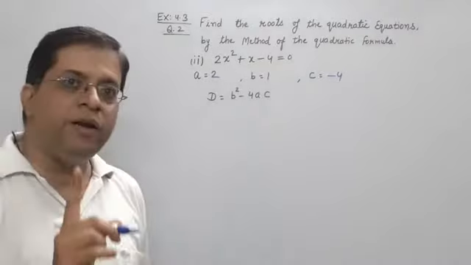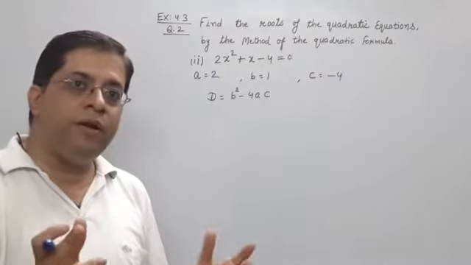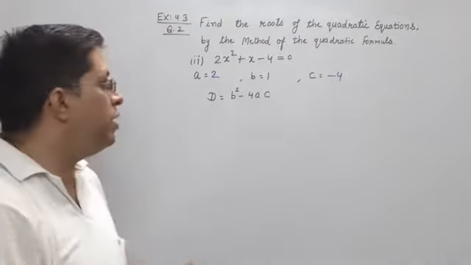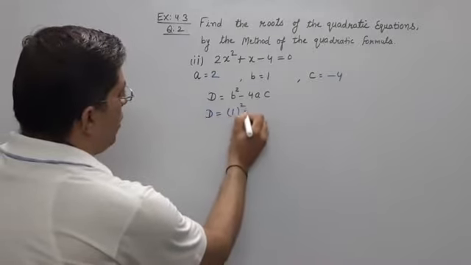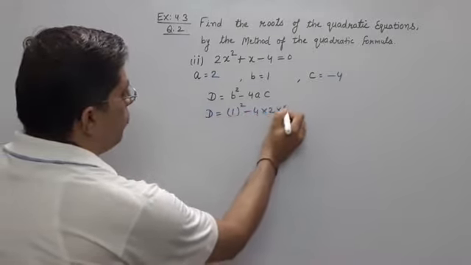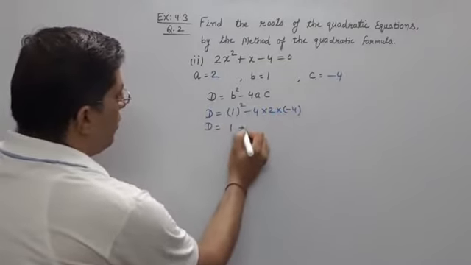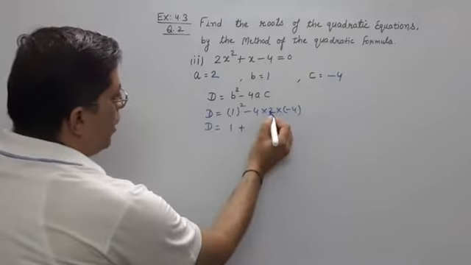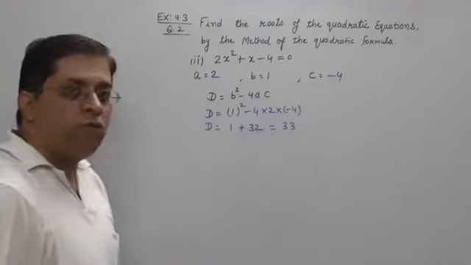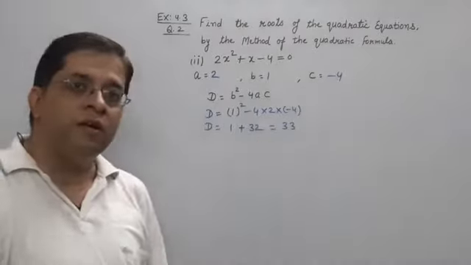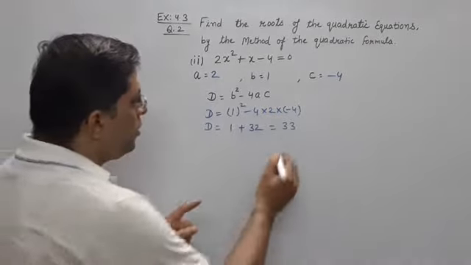After that, we have to find the discriminant to find the nature of roots. What is discriminant? B square minus 4ac. Here, D is equal to b square, 1 square minus 4 times 2 times minus 4. Then D will be 1, minus and minus become plus, 4 twos are 8, 8 fours are 32. 32 plus 1, 33. So what can I say? 33 is greater than 0. Isn't it? 33 is greater than 0.